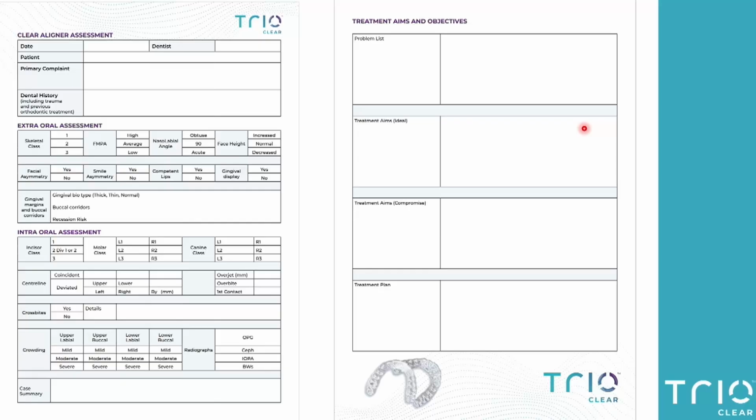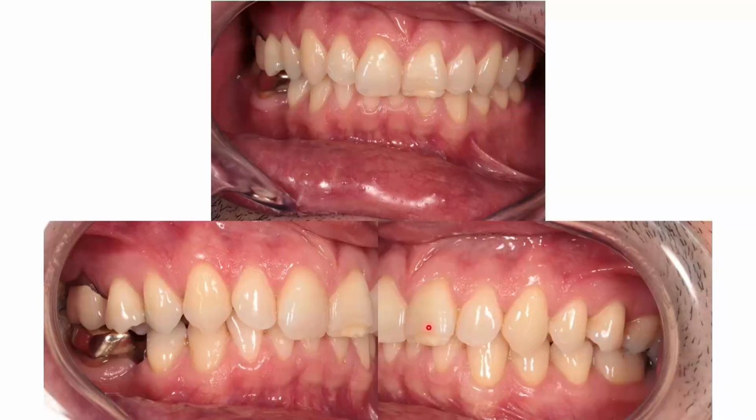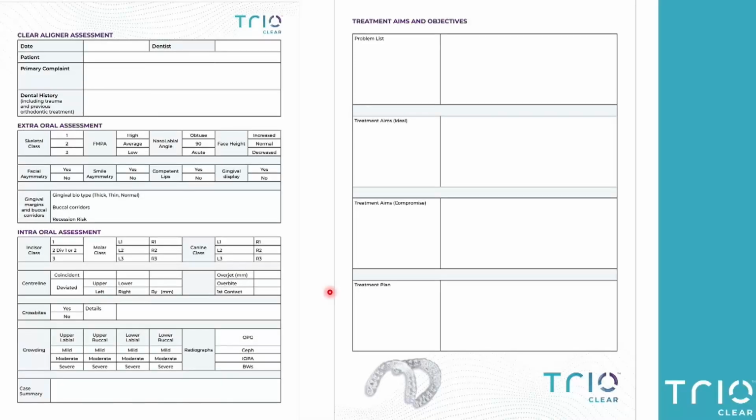But if in a case like this, the patient is prepared to accept, say, the deep overbite or the canine classes, and only wanted to correct, say, some of that mild anterior crowding, that would be known as a compromise approach. And it's perfectly acceptable then to look at that from a clear aligner perspective.